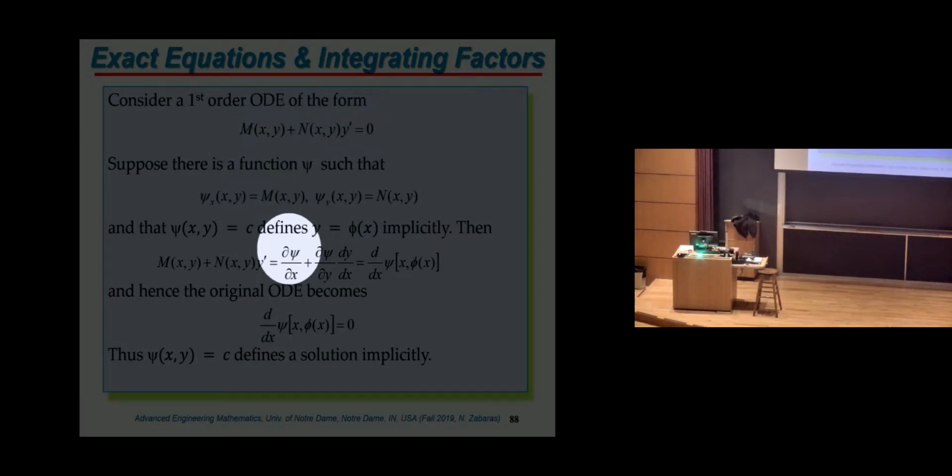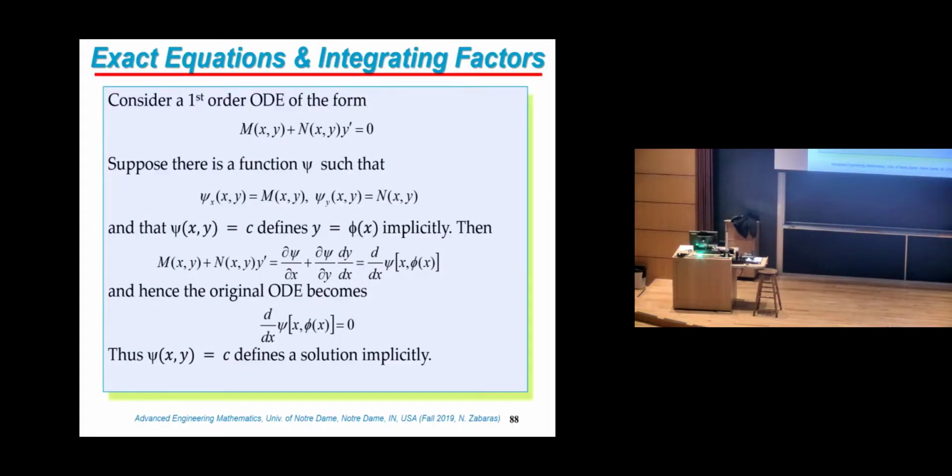So what is m? It is del psi del x. What is n? It is del psi del y times dy dx. Will you agree? Look at this here. This is a miracle there. M plus n times y prime appears to be equal to that right-hand side there.